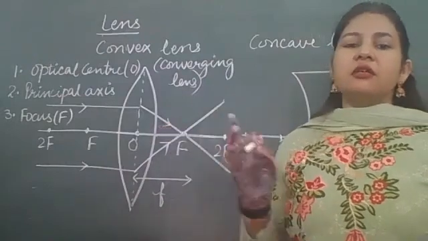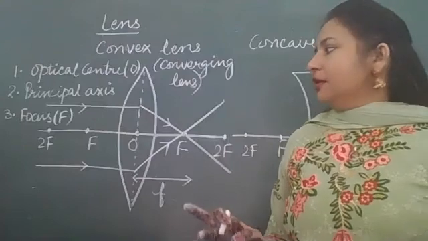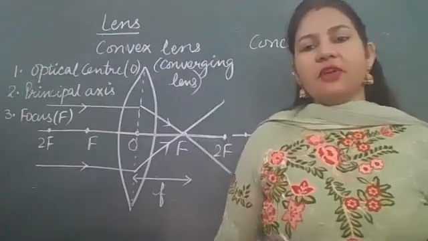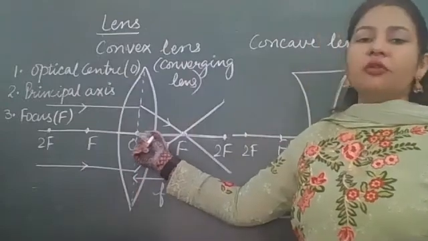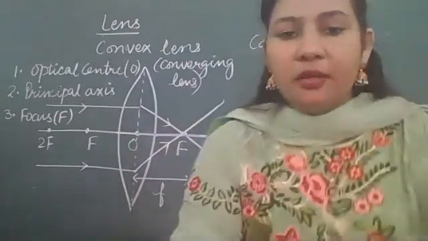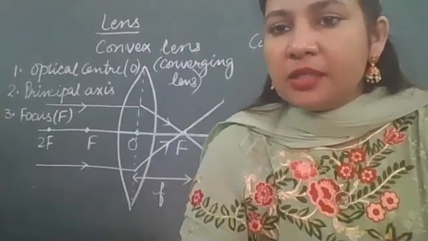Next term is focal length. Like in mirrors, all the distances were measured from the pole. Here all the distances will be measured from the optical center.